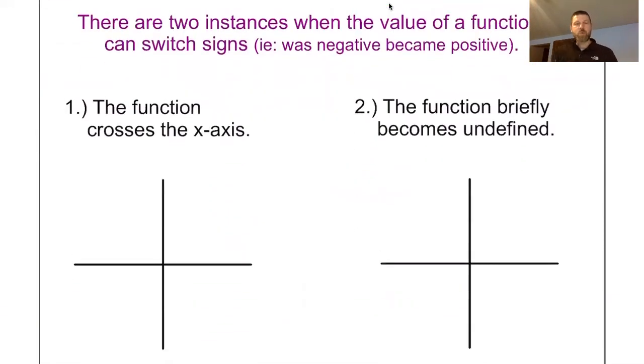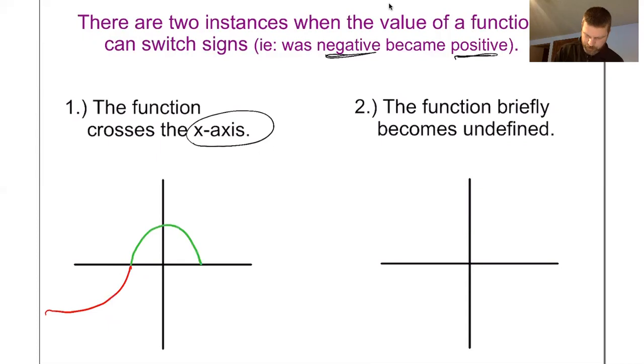There are two instances when the value of a function can switch signs, i.e. when a negative can become a positive number or the other way around. One way is for the function to cross the x-axis. If I had a negative value and I wanted it to be positive, one way I could do that is I could cross that axis, and as soon as I cross that axis, then I've got positive values. And maybe I cross it again, and I've got negative values, right? So I can cross the x-axis, and I can switch from a positive value to a negative value.